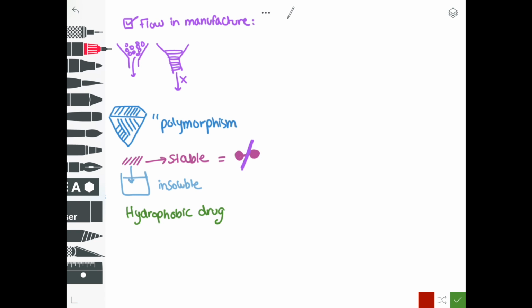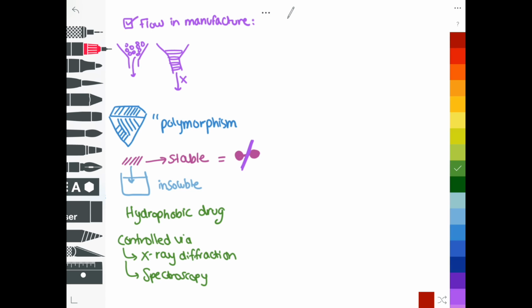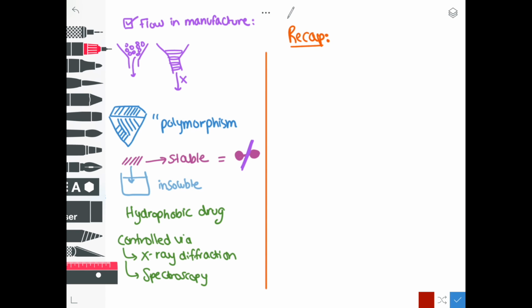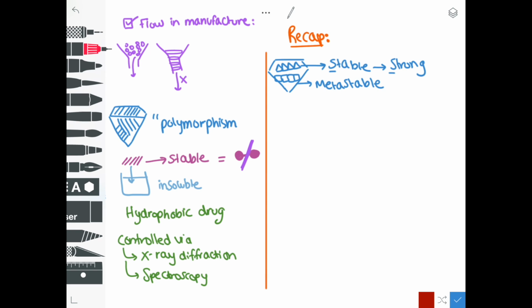Therefore, polymorphism must be controlled either via spectroscopy or X-ray diffraction. It's very important in hydrophobic drugs because you don't want to be forming a crystal that has a stable form, because these stable polymorphs won't be soluble because of their strong bonds. So when you're manufacturing hydrophobic drugs, you want to avoid the formation of the stable polymorph. To recap, polymorphism is when one crystal has molecules arranging themselves in different ways, with each polymorph having different properties. One polymorph is stable, the other is metastable. The stable form has stronger bonds, therefore is poorly soluble, thus reducing bioavailability.